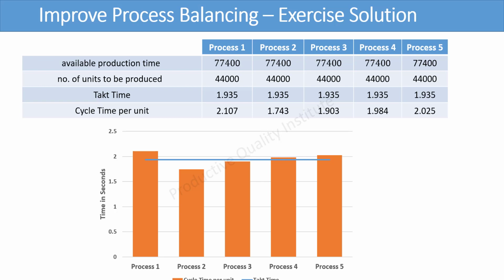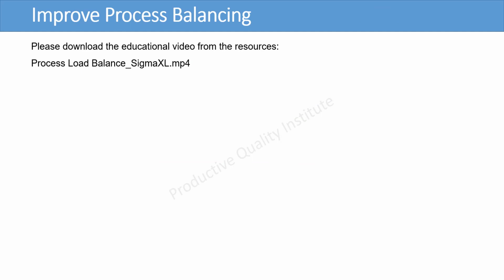After process balancing, the cycle time per unit is almost equal or less than the takt time. Now, the processes are balanced. Please download the educational video from the resources, Process Load Balance, sigmaxl.mp4.